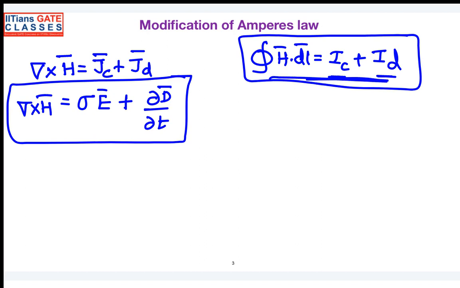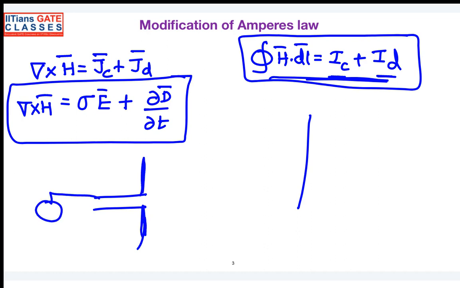Suppose we have a current carrying wire. Let me say this is my current carrying wire. I was applying both DC current as well as AC current. What will happen to the magnetic field generated by this? Can you tell me now?